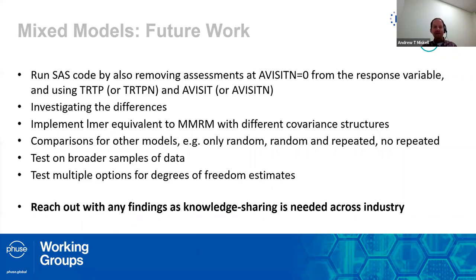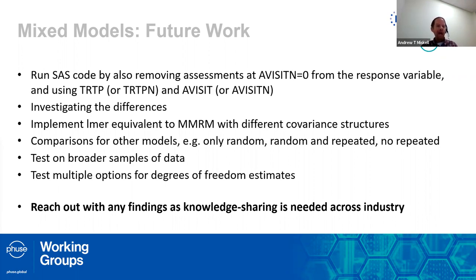And even going back to not only the humongous area, but questioning, have we been doing the right things in SAS all along? I mean, why do we always default to Kenward-Roger? Is that the right thing to do? Should we be doing Satterthwaite? Should we be doing some other degrees of freedom estimate?